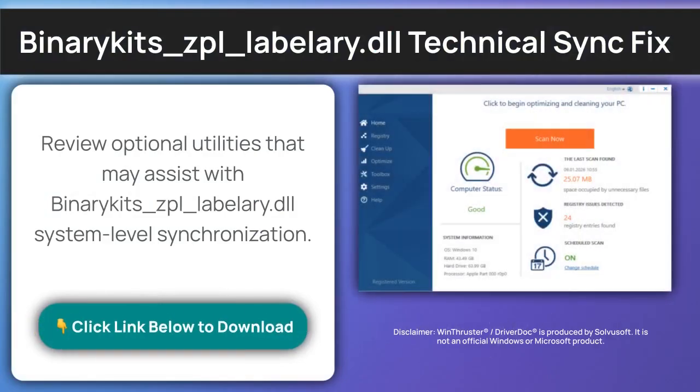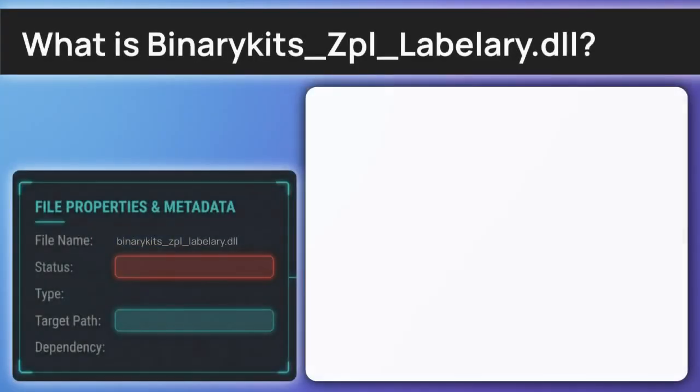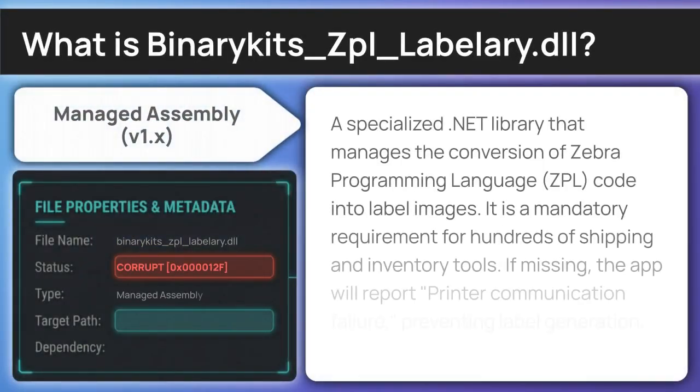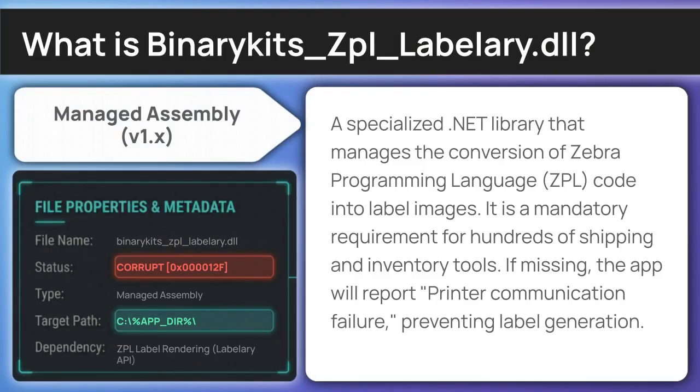This is the Binary Kit's ZPL Labelary module, a specialized .NET library that manages the conversion of Zebra programming language, ZPL code, into label images. It is a mandatory requirement for hundreds of shipping and inventory tools. If missing, the app will report printer communication failure, preventing label generation.